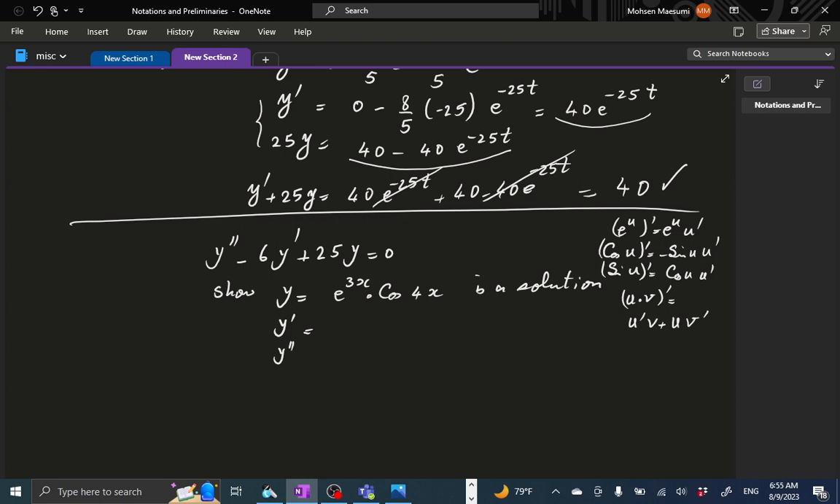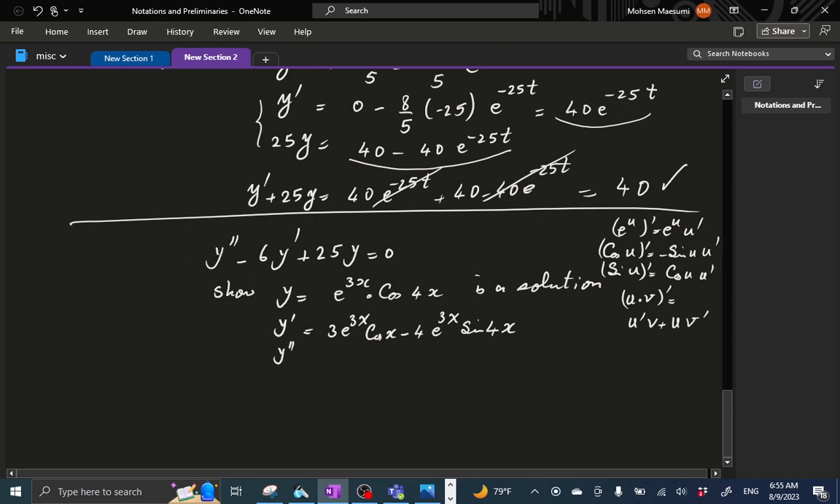So the derivative of the first is 3 exponential of 3x times the second. Derivative of the second is minus 4 sine, so minus 4 exponential of 3x, then sine of 4x. Okay, so now I have to do this thing one more time. This was, excuse me, cosine of 4x.